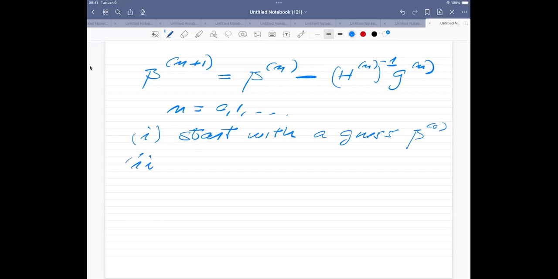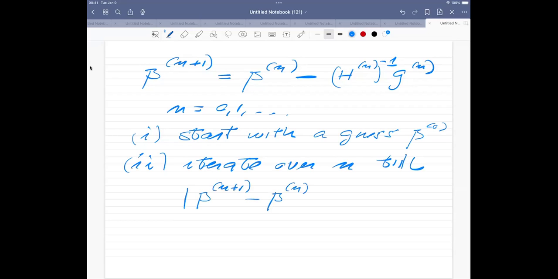And 2, we iterate over n till this difference, beta of n plus 1 minus beta of n, is smaller or equal to a number epsilon, which can be something like 10 to the minus 8, just as an example, till this test is satisfied.